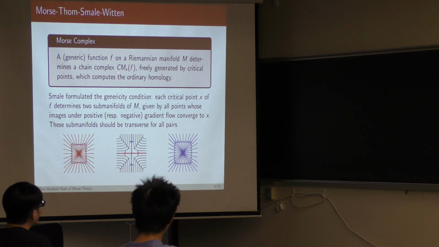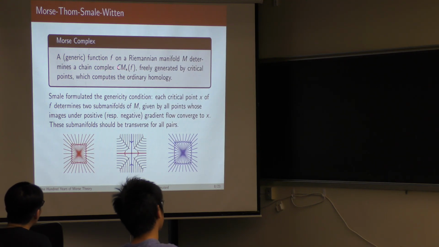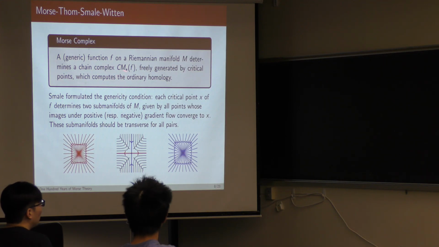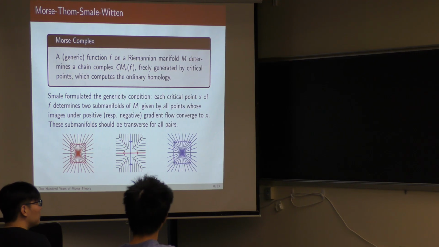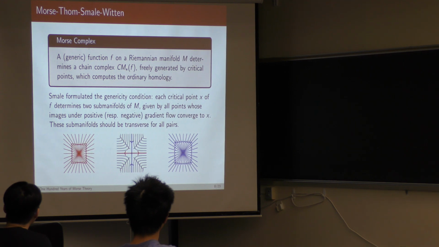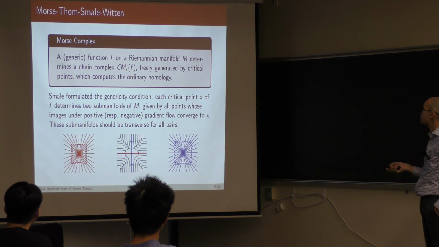The chain complex, we call it C_n. I don't know how this became standard, because this is like a French thing, Morse chains, but anyway, this is how we write it. The Morse chains of f, which is freely generated by the critical points. And when you take this chain complex and compute the homology, you get ordinary homology. I will say something concrete about it in the next few slides.